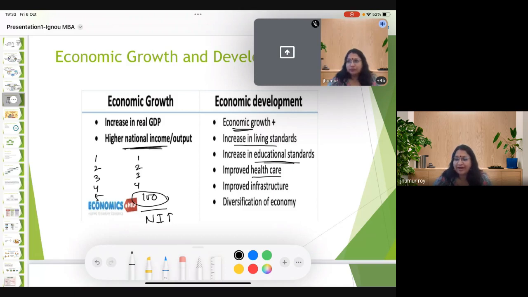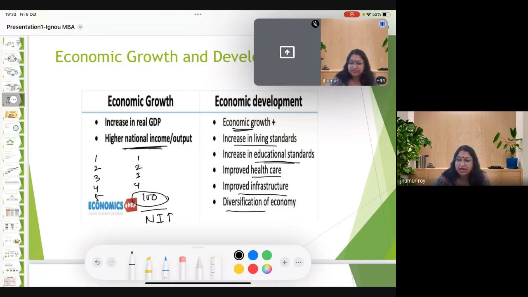So you'll find that all these things, infrastructure has improved. Earlier you hardly had roads in rural areas. Now you've got such good roads in rural areas. So it means that your infrastructure has also gone up. Then diversification of economy. Earlier we were only making few things. Now we have started producing so many different kinds of things. That means that there is economic development.